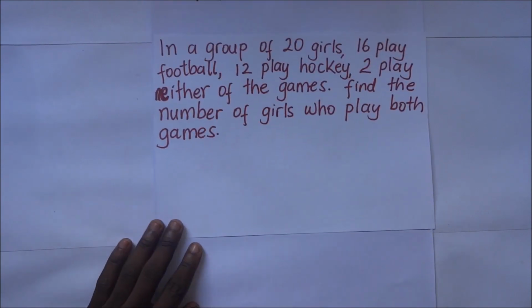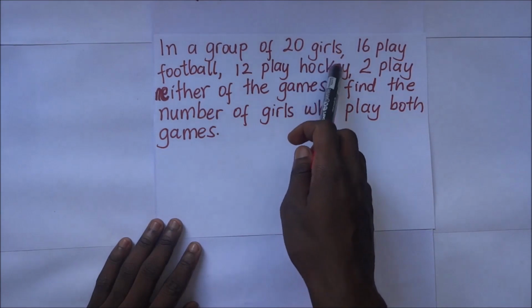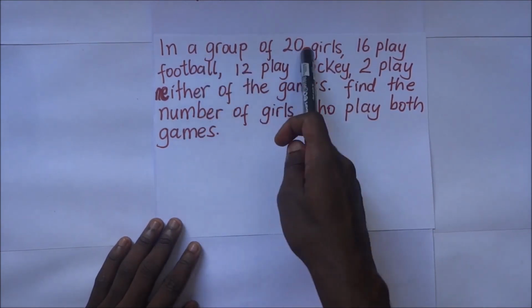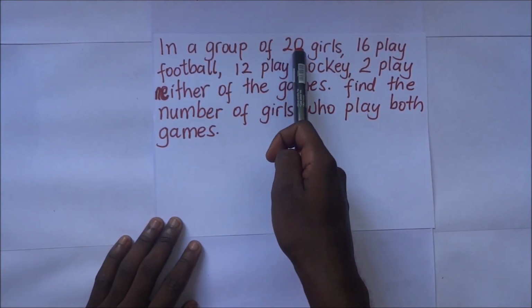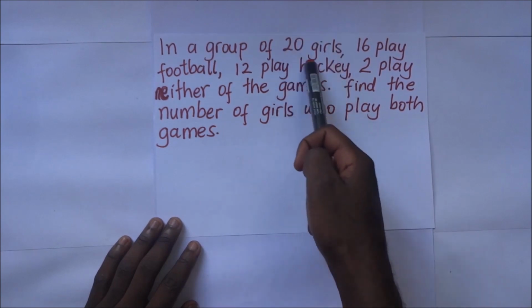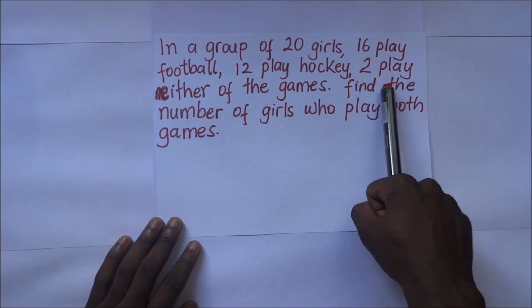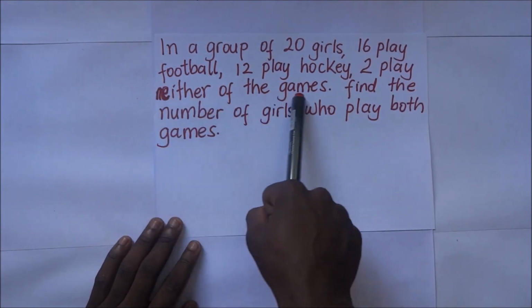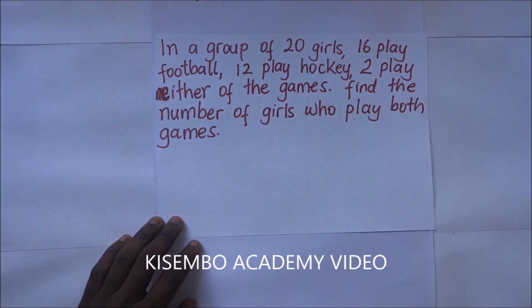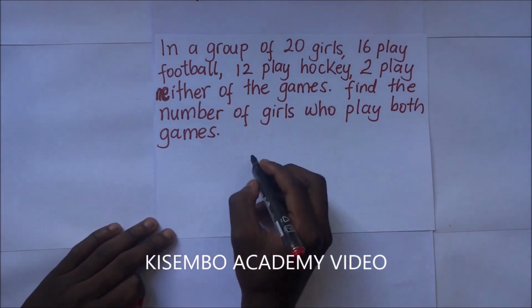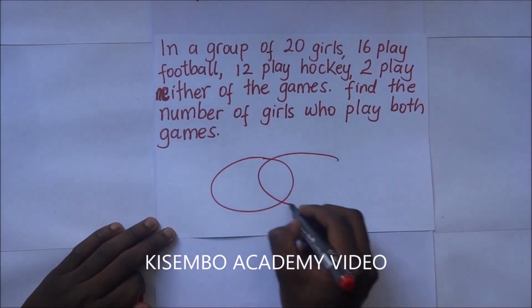In our next question, they're telling us that in a group of 20 girls, meaning this is our universal set, there are a total of 20 girls, 16 play football, 12 play hockey, and 2 play neither of the games. Find the number of girls who play both games. Let's summarize our information in a rough Venn diagram here.